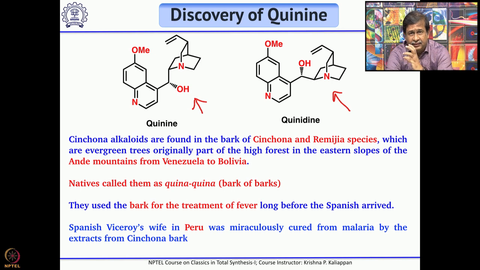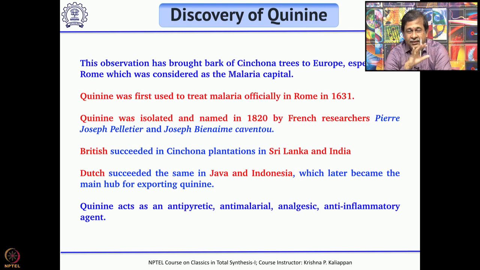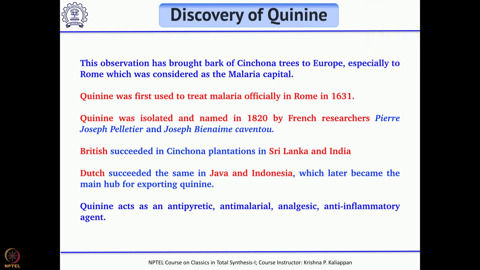Interestingly, the discovery of quinine got major focus when one of the Spanish viceroy's wife in Peru was diagnosed with malaria, and she was cured by giving extracts of this Cinchona tree bark. So this was a major impact of South America in the treatment of malaria in Europe. Once this news came to Europe, what happened? Automatically, the plantation of Cinchona trees started in the whole of Europe, particularly in Italy, where Rome was considered as the capital of malaria. So many people were suffering from malaria, and this was a big boon that the bark of the Cinchona tree could be used for the treatment of malaria.